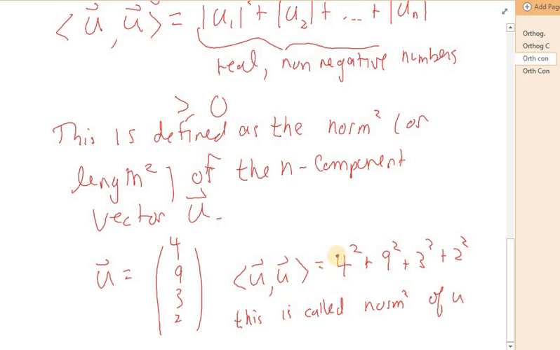So in other words, the norm of U would be the square root of this quantity. Just like the Pythagorean theorem. Okay, you have the Pythagorean theorem in 2 dimensions, 3 dimensions. Now we have the Pythagorean theorem in any number of dimensions. Right? So we have a norm defined. Norm means length.